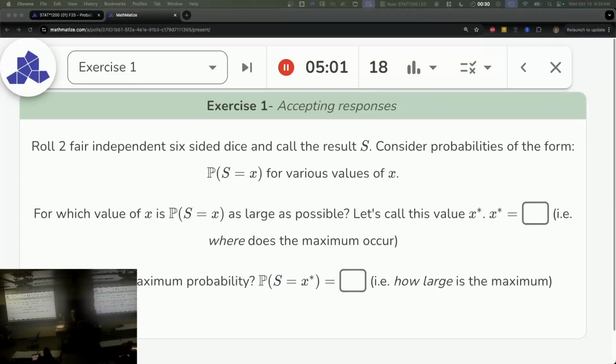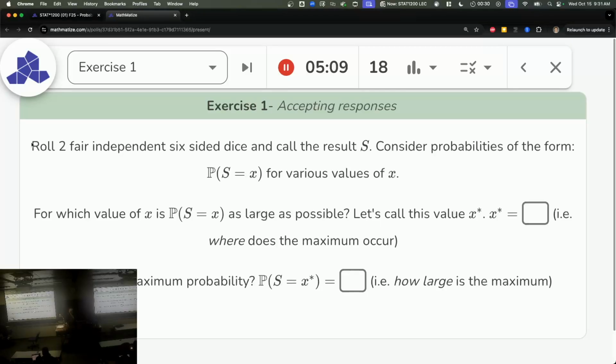Okay, welcome back. We're starting this new topic about these things that we denote with capital letters. Here is an example. Roll 2 fair, independent, 6-sided dice and call the result S. I should have said add them up. S stands for sum. Maybe that goes without saying. So roll 2 dice and then add them together to get S. And we're going to consider probabilities of the form the probability S equals x.